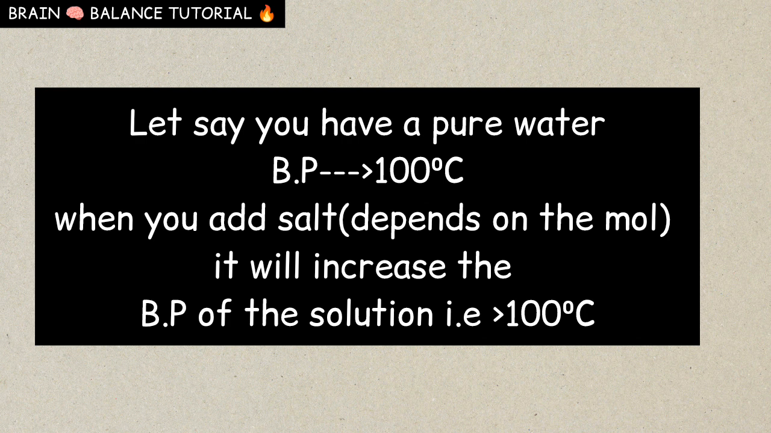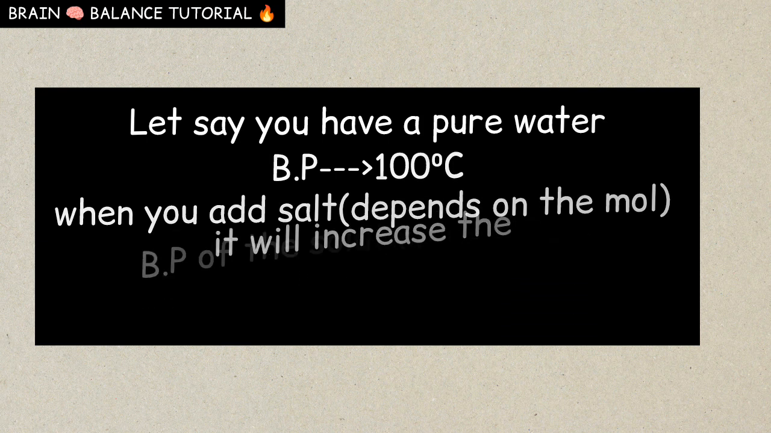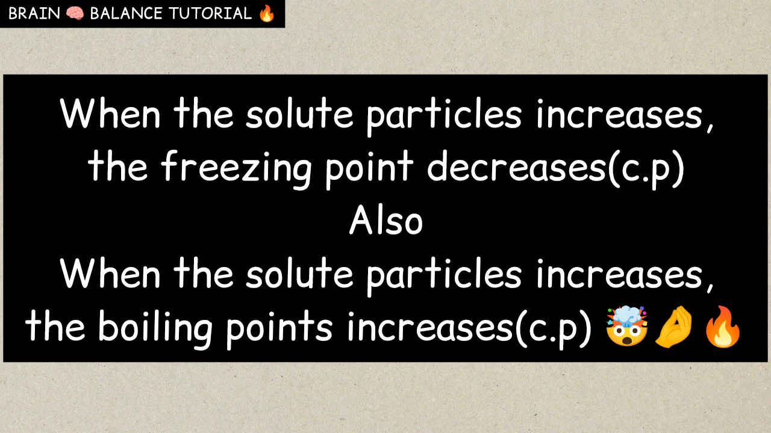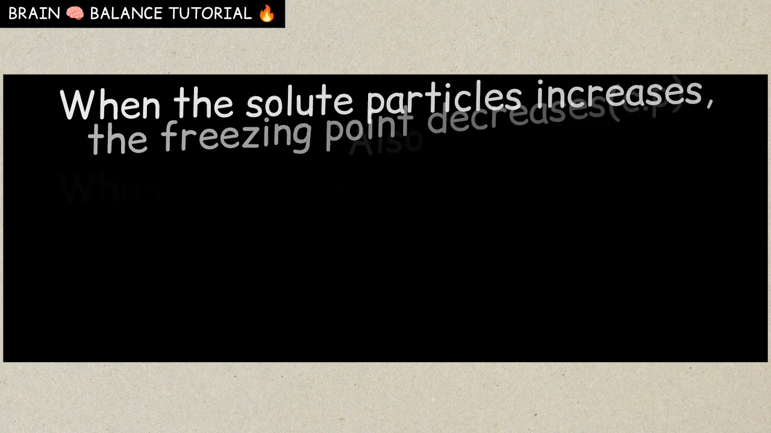Let's say you have pure water, like I had said, boiling at 100 degrees Celsius. If you add salt to it, the salt will increase the boiling point of the solution. That means it will be greater than 100 degrees Celsius. So therefore, the boiling point increases as the solute particles increase. Since that happens, we could say that boiling point elevation is a colligative property.